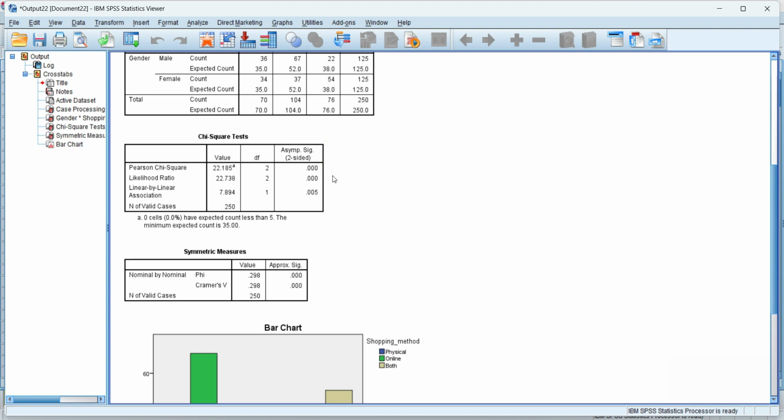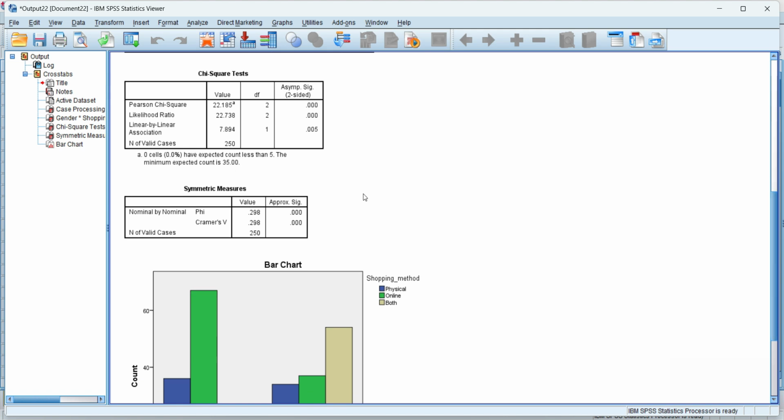So we reject the null hypothesis and accept the alternative hypothesis, because the alternative hypothesis states that there is an association between gender and shopping method. We also meet the assumption of the chi-square test of independence, because zero cells have an expected count less than 5. The minimum expected count is 35. So we meet the assumption. Okay, so next we see the table of symmetric measures. In this way we tested the research hypothesis.